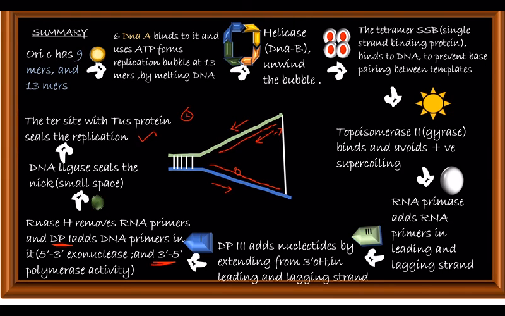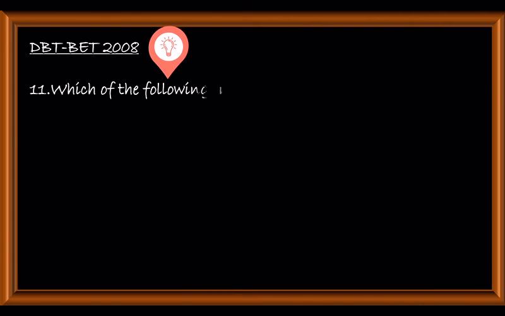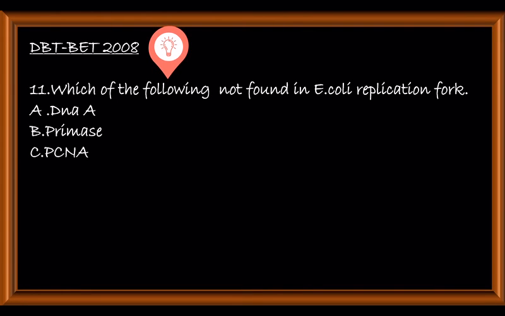Do you know, in the DBT BET 2008 question, which of the following is not found in the E. coli replication fork? Options are DnaA, primase, PCNA, SSB. PCNA is like the beta clamp. SSB protein is also present. Primase, RNA primase, is the start of elongation. And DnaA is present in initiation. The question is what is not found in the replication fork.